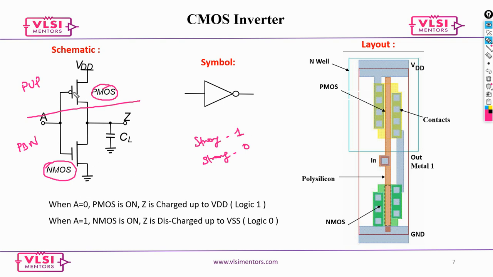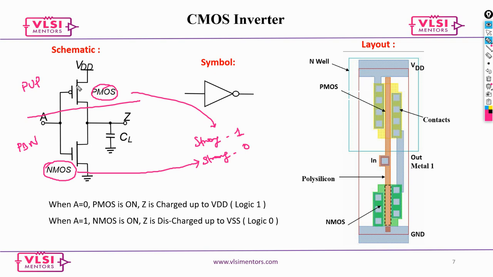So we construct it with the PMOS on the top and NMOS at the bottom. PMOS gives you strong one and NMOS gives you strong zero, and this circuit is going to operate as an inverter.